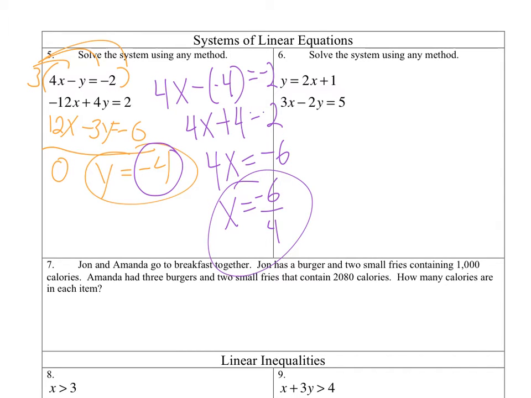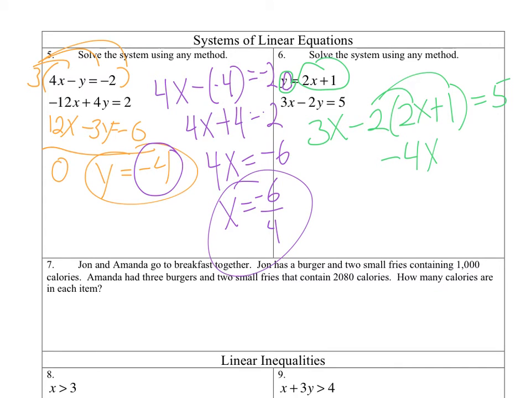Solve using any method. I have a y by itself, and because I have a y by itself, that suggests substitution would be an expedient solution. So I'm going to replace any y that I see with 2x plus 1. 3x minus, 2x plus 1 instead of y, is equal to 5. I'm going to do some distribution. Minus 4x minus 2 equals 5, and there's my 3x. 3x minus 4x is negative 1x minus 2 equals 5. Add 2, I get negative x is equal to positive 7.